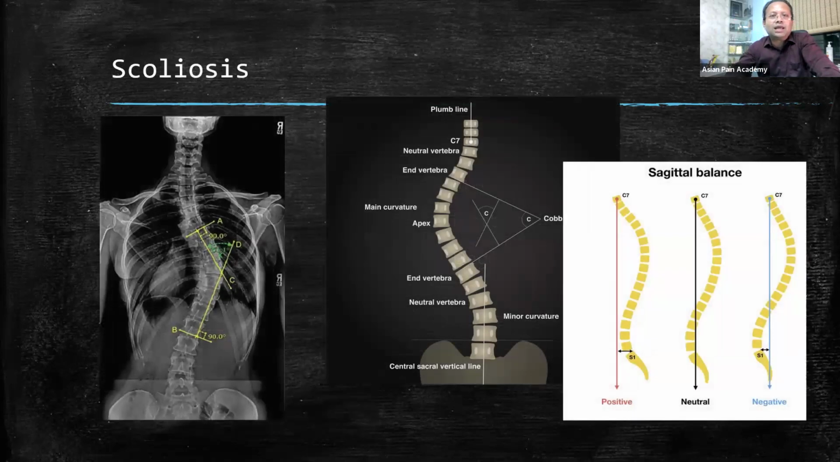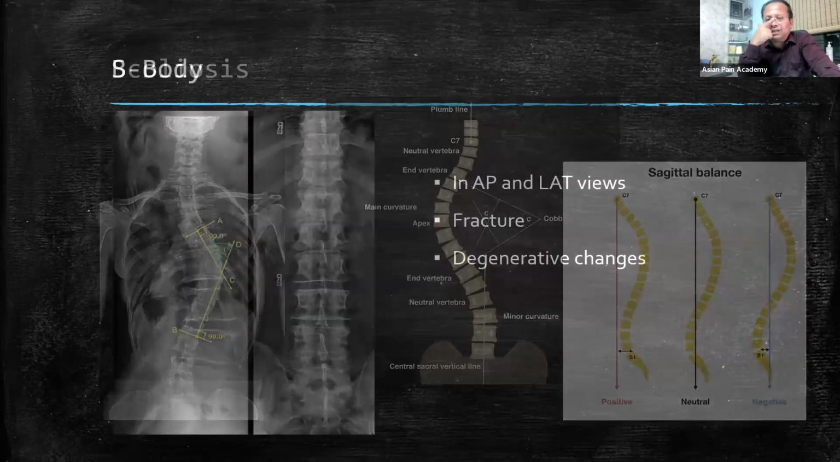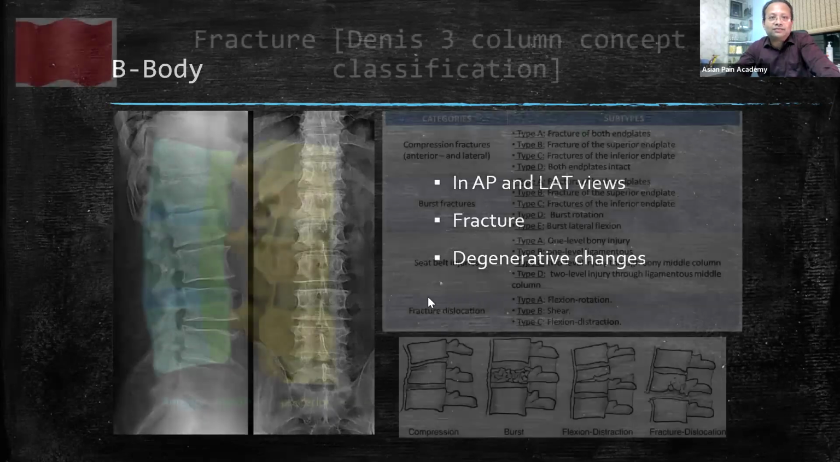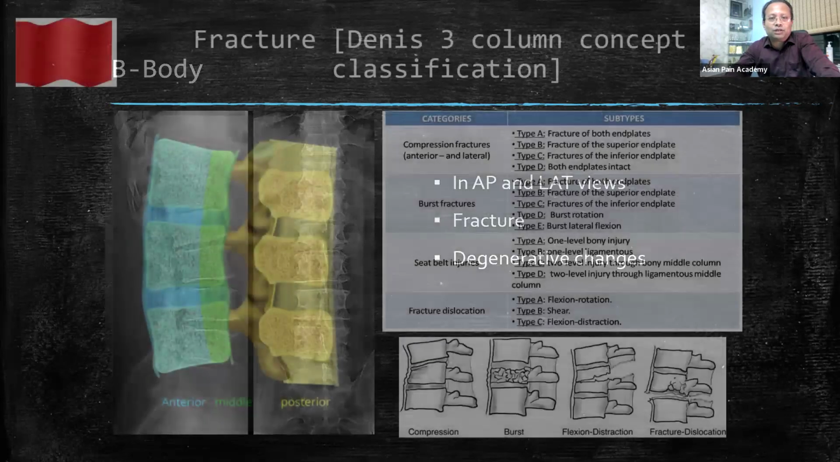We talked about the alignment, just as soon as you see an X-ray in the OPD. Then comes body. What you see in the body, multiple things can happen in AP and lateral view. Firstly, it is the fracture, and secondly it is the degenerative changes. Some degenerative changes can be there in the body, and fracture also we can see. So what are the main degenerative changes? Okay, first we talk about the fracture.